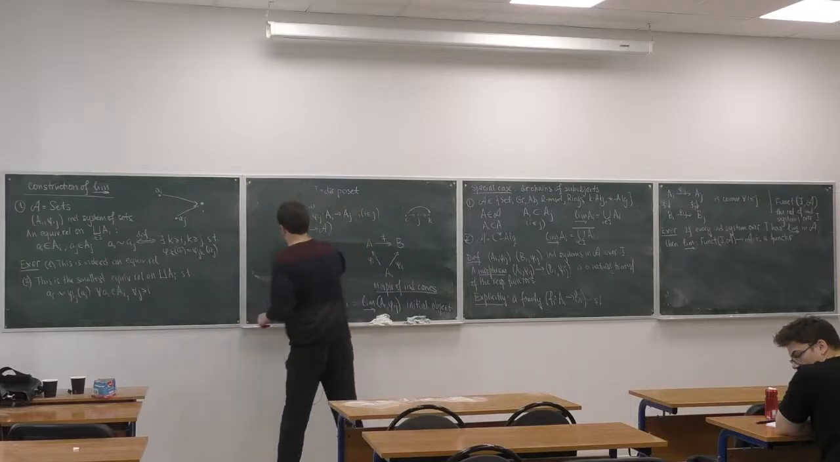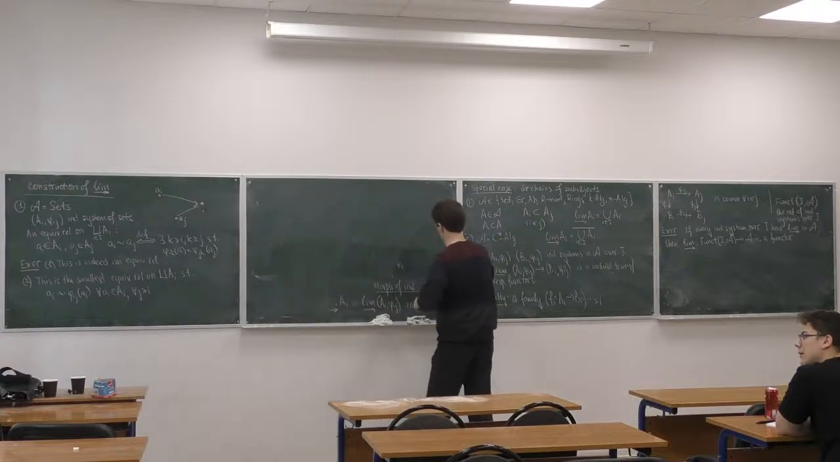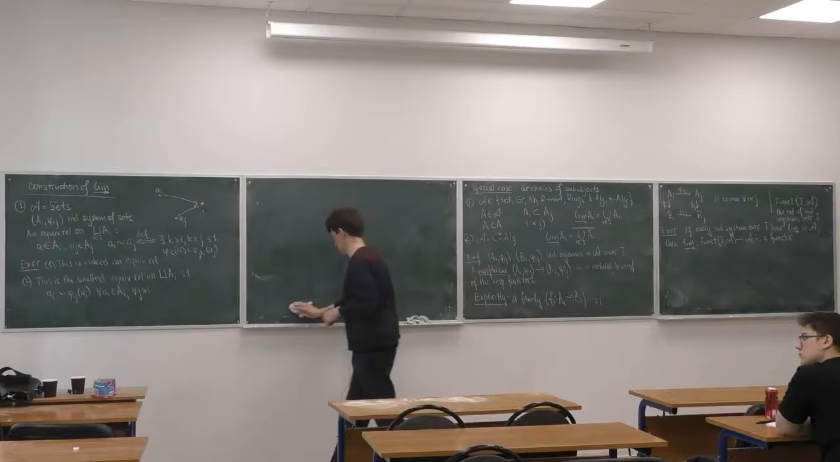Okay, so let's now consider the quotient of the disjoint union modulo this relation, denoted simply by A.